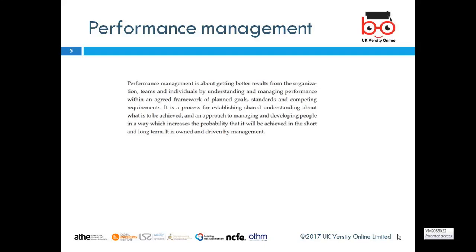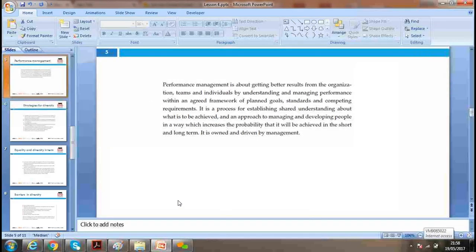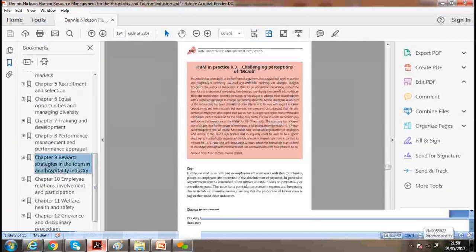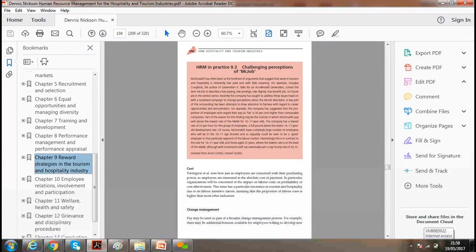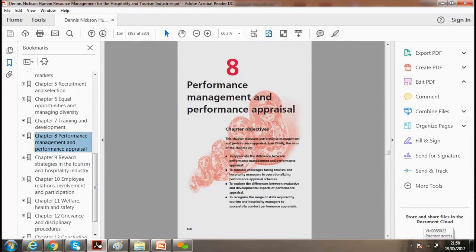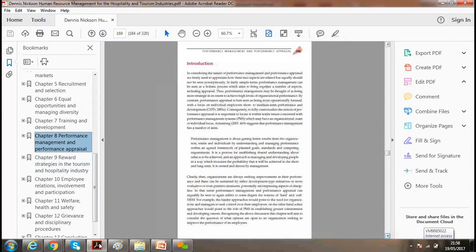And we have a chapter of a book which is quite good to read. Please, background reading. On Moodle, we have a book called HR in the Hospitality and Tourism Industry, and we need to read that book. Read chapter 8, performance management and performance appraisal. We discuss different types of appraisal, and we discuss 360-degree appraisal.